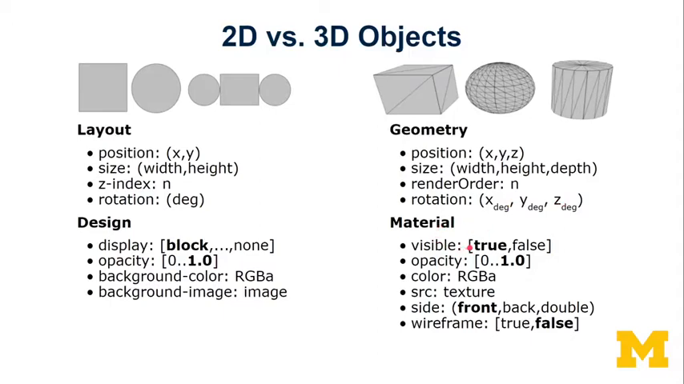And then on the material side, obviously we have visible, true, false. We can render things as a wireframe. So whether we want to actually render a texture or just the wireframe is something we can control. We can control opacity, and we can apply a color or a texture. And then one thing that is interesting, we can by default render the front. So this would be rendered like this.